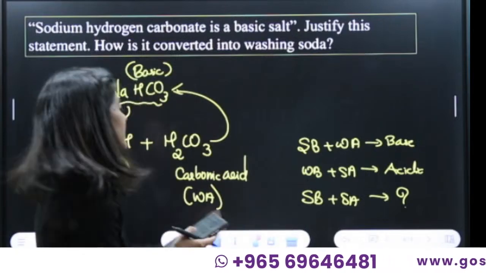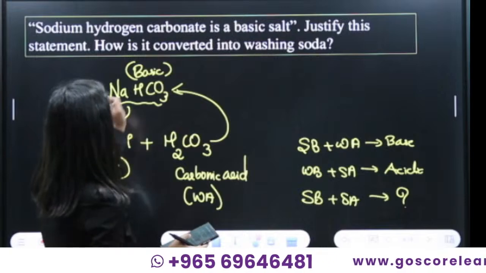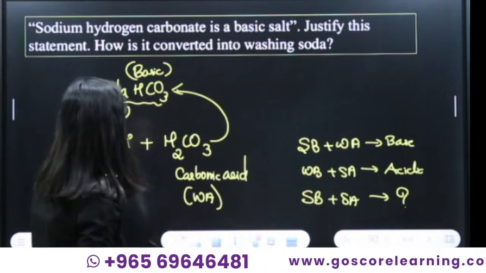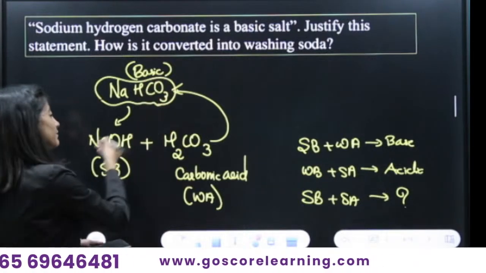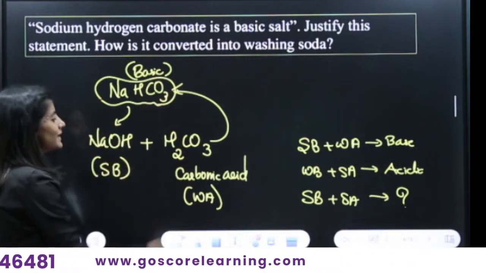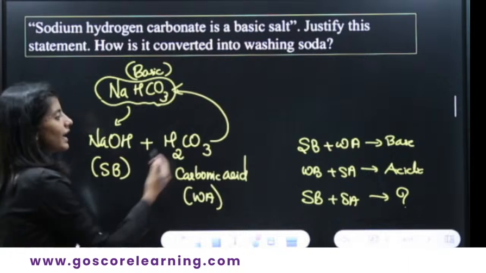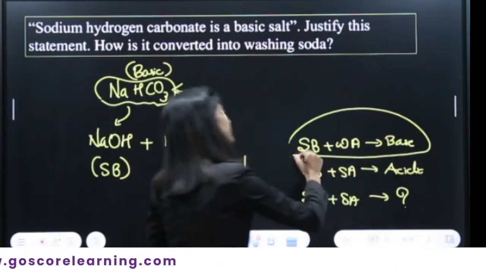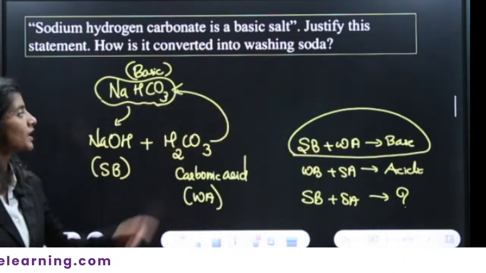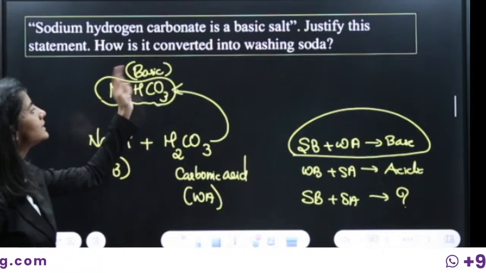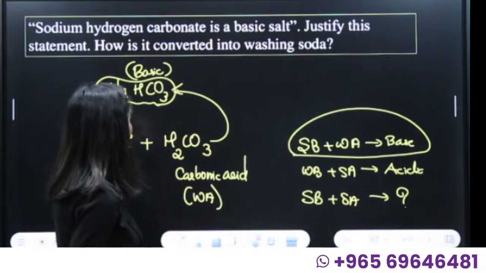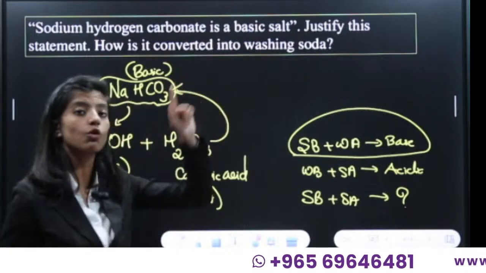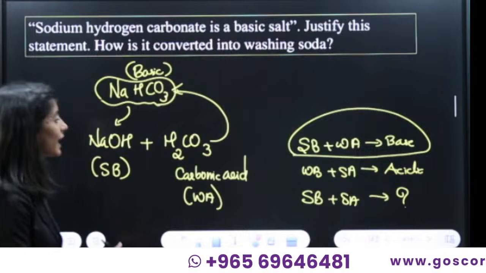Now coming to our question, how is it converted into washing soda? We proved that NaHCO3 is basic because NaOH is a strong base and H2CO3 is a weak acid. And we know that with a strong base and a weak acid, the salt formed will be basic in nature. Coming to the second question, how can we convert sodium hydrogen carbonate into washing soda? That's again an important task.